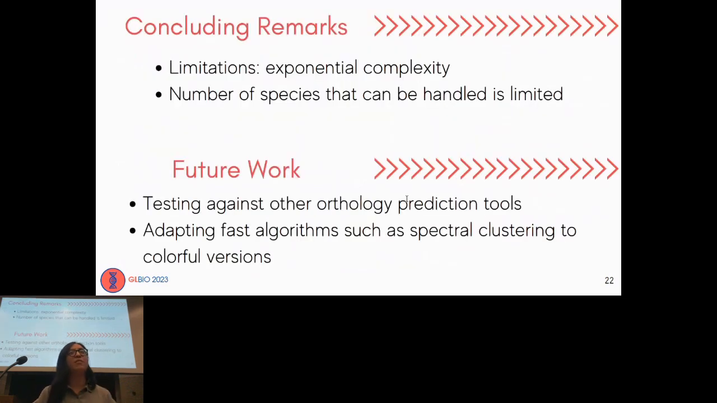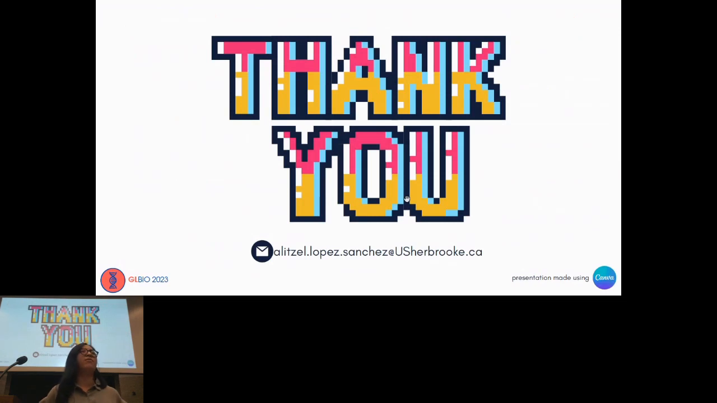Unfortunately, one of the limitations of our model is the exponential complexity, so the number of species that we can handle is currently limited. However, we have new ideas for future work. For example, testing our method against other orthology tools, not only ProteinOrtho, and adapting fast algorithms such as spectral clustering to colorful versions, so that they consider the provenance of each gene. Without further ado, I thank you for your attention.